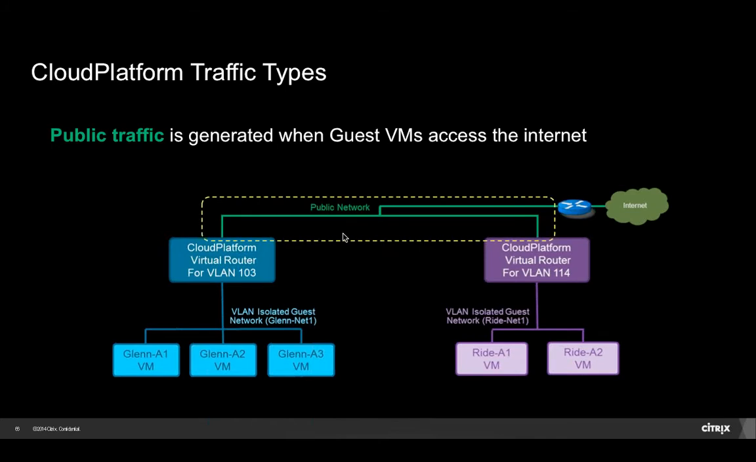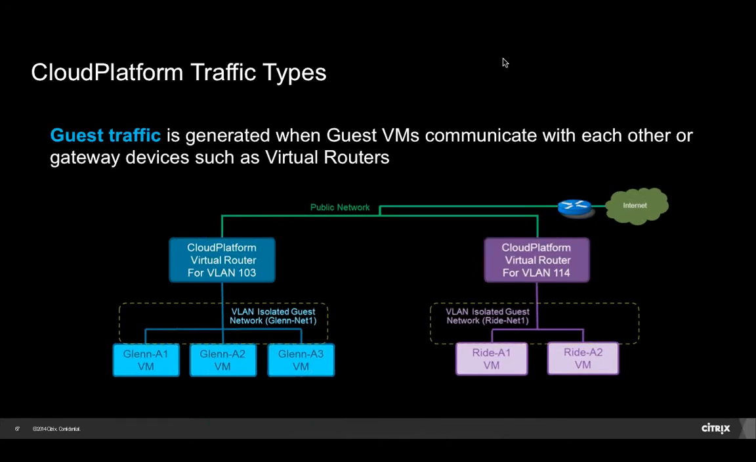But here we're using VLANs, and you can see here the John Glenn tenant has 3 VMs in it, and the VLAN 103 is being used to isolate his traffic out onto the public network versus Sally Ride's infrastructure, which is using VLAN 114 to isolate her.